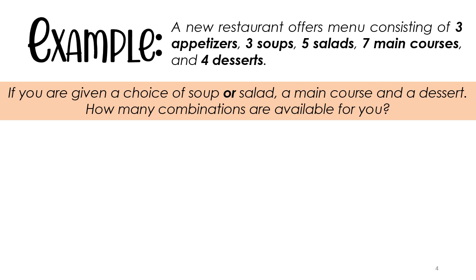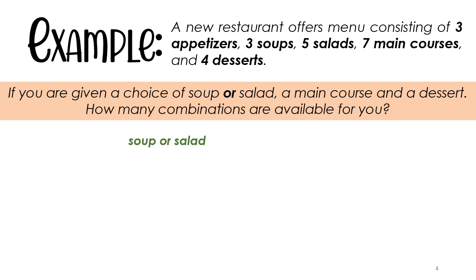Now, given the same example, what if the question is, if you are given a choice of soup or salad, a main course, and a dessert, how many combinations are available for you? Now, take note of the word or. You can either have soup or salad. So how can we find the total number of possible outcomes? Again, for the first one, we can have soup or salad.